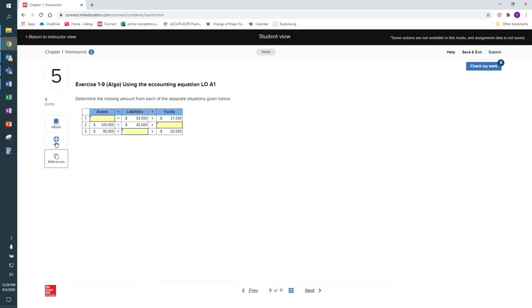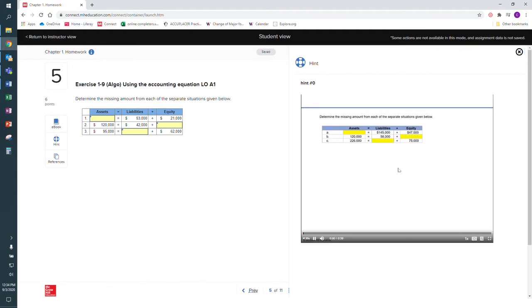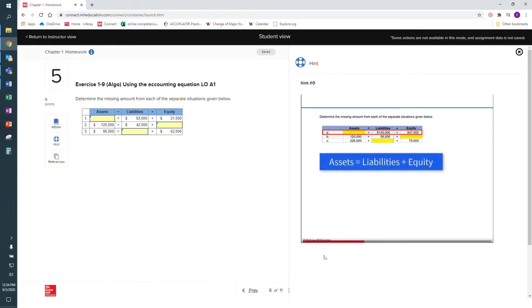But now you've got a hint. And so if you don't know how to work this problem, you can watch the hint video. So you click hint, it opens up over here on the side, and we'll click play. Determine the missing amount from each of the separate situations given below. Letter A, liabilities of $145,000 plus equity of $47,000 equals total assets $192,000.